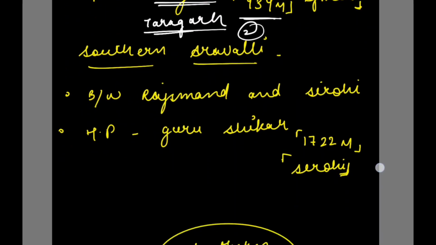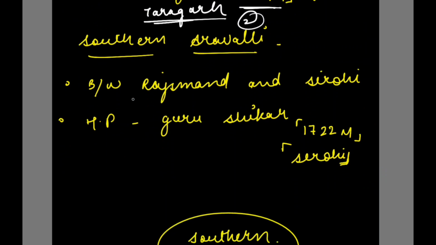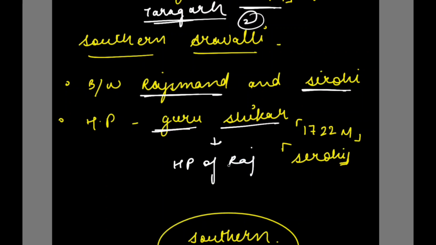Moving to the southern Aravalli, the distribution is from Rajasthan to Sirohi, and the highest peak is Guru Shikhar, and this is the highest peak of Rajasthan too. The height is very important, 722 meters, and it is present in Sirohi.